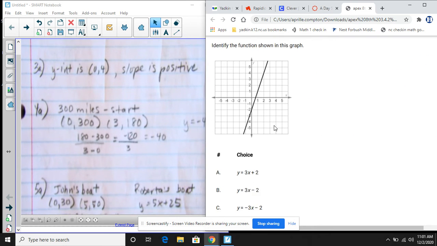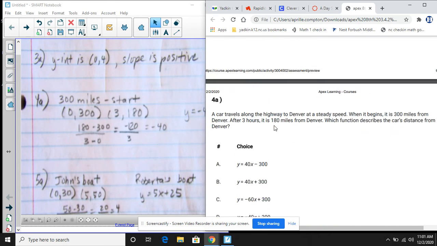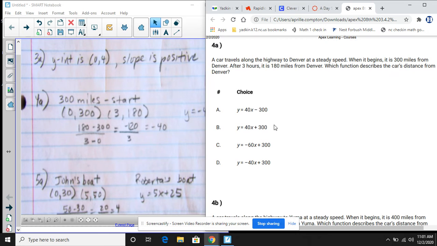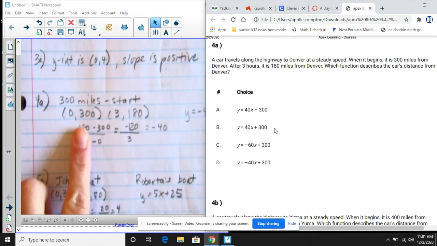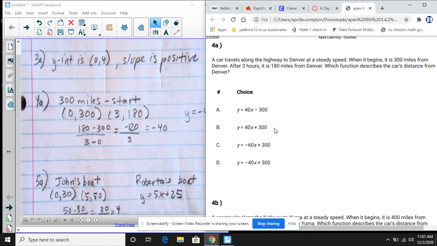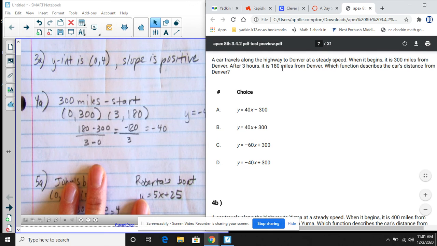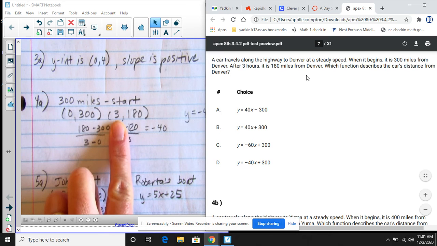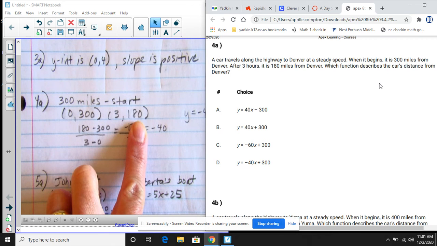Okay, number 4. A car travels along the highway to Denver at a steady speed. When it begins, it is 300 miles from Denver. That is your y-intercept. That's where it's starting. This looks blurry to me. I hope it doesn't look blurry to y'all. After 3 hours, it's 180 miles from Denver. So there's that point right there, 180. Which function describes the car's distance from Denver?